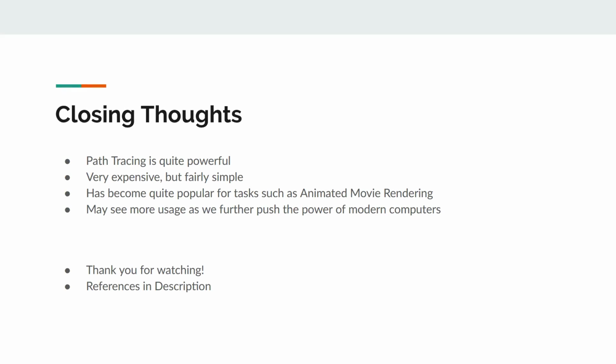Finally, some closing thoughts on path tracing. Path tracing is pretty powerful. It may be very expensive in terms of computation, but it's actually quite simple and thus is fairly easy to implement. Path tracing has become quite popular for tasks such as animated movie rendering, and we may see more usage in other areas such as video games as computers get more powerful, or if we somehow manage to get quantum computing finally working. Thank you for watching.